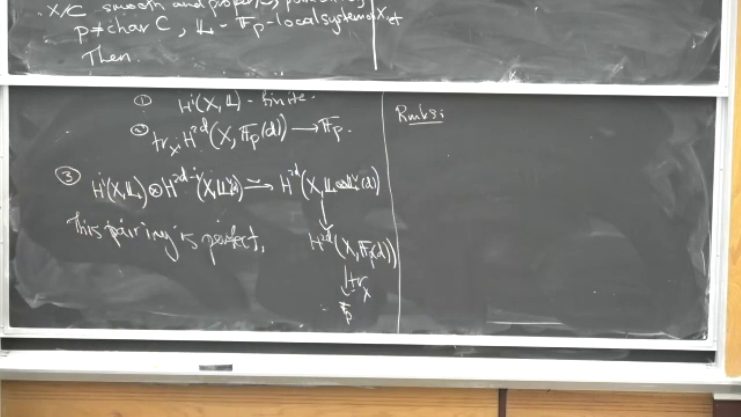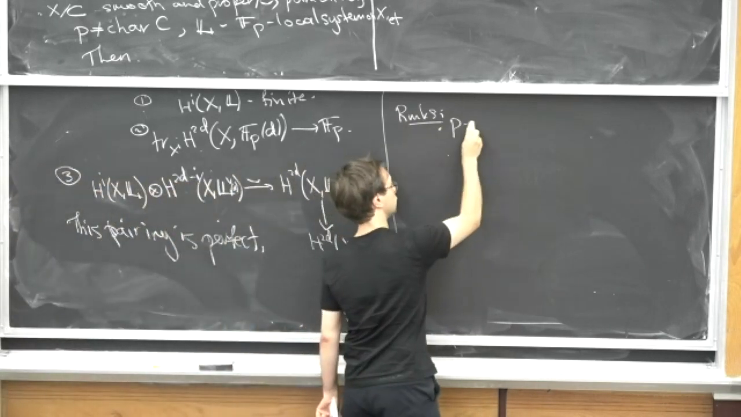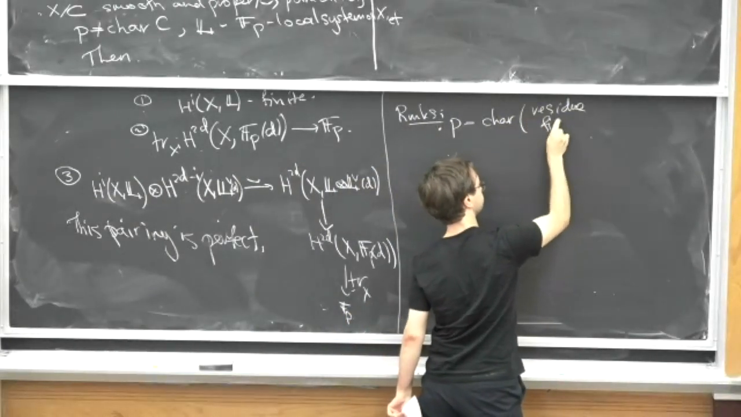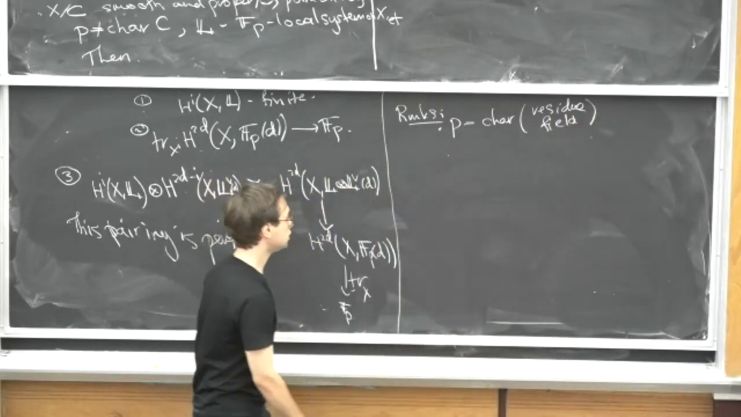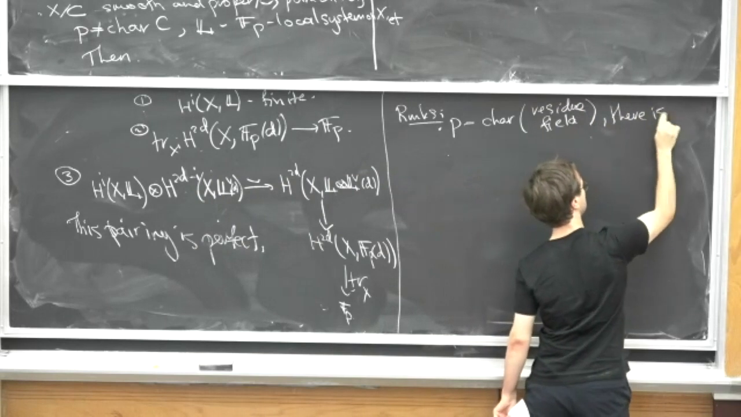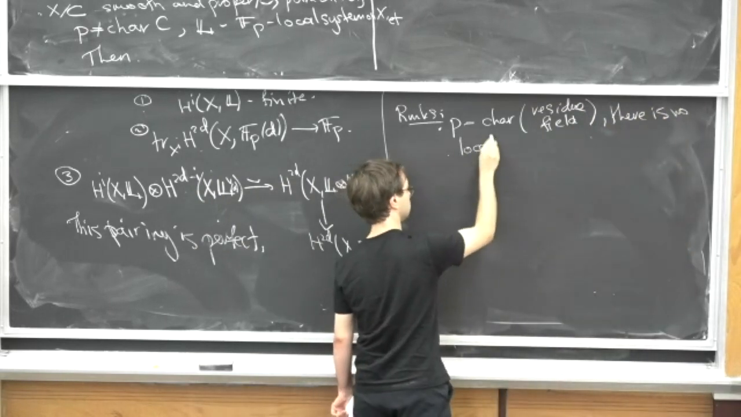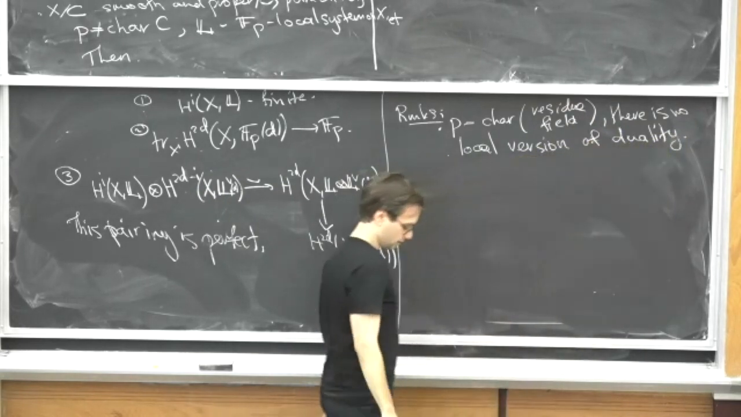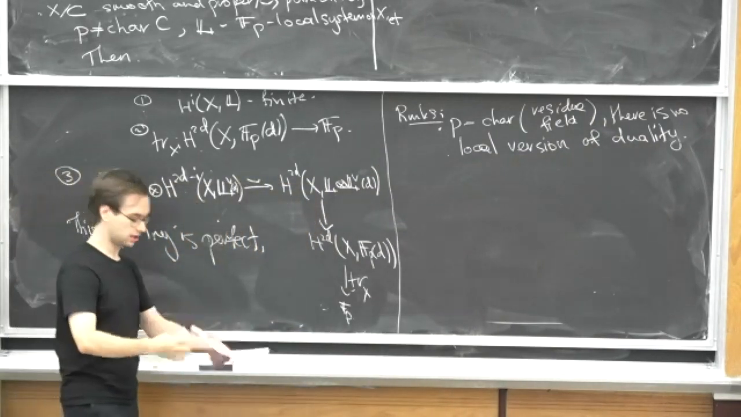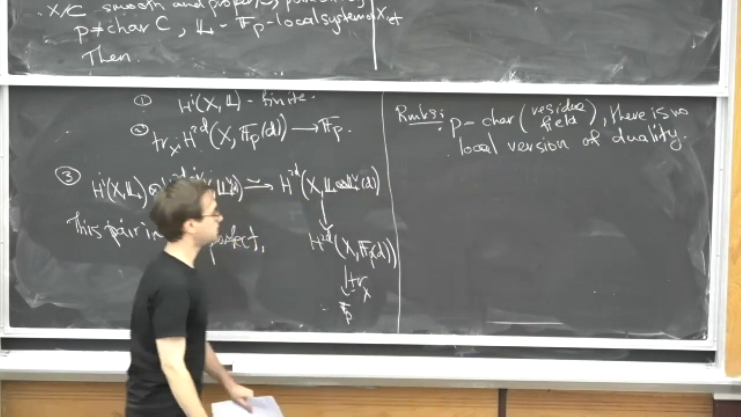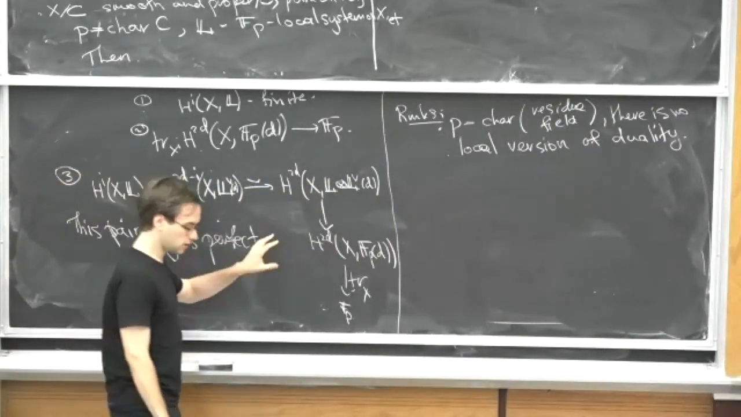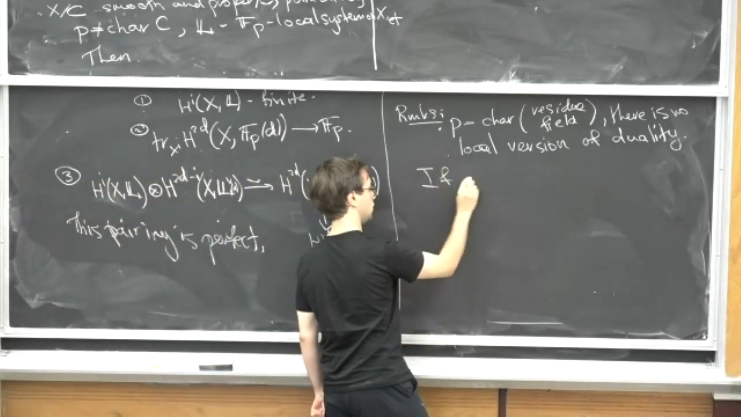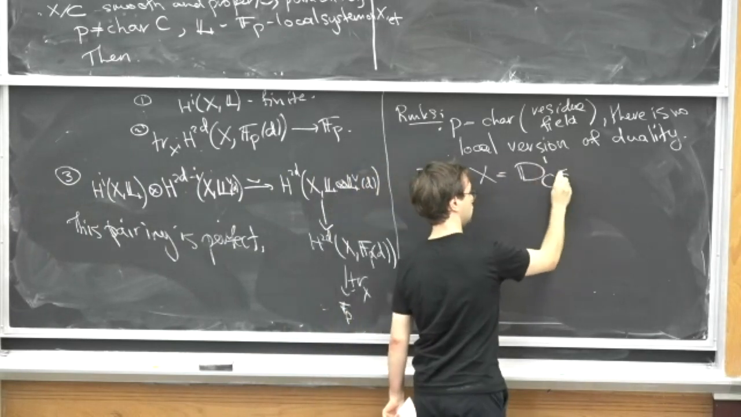So the first one is that if p equals the residue characteristic, there is no local version. And it doesn't happen for some strange reasons, like some overly complicated space or overly complicated local system. It happens already for the constant local system, and the easiest example of a rigid space, which is the one-dimensional closed unit disk, D^1 over C.